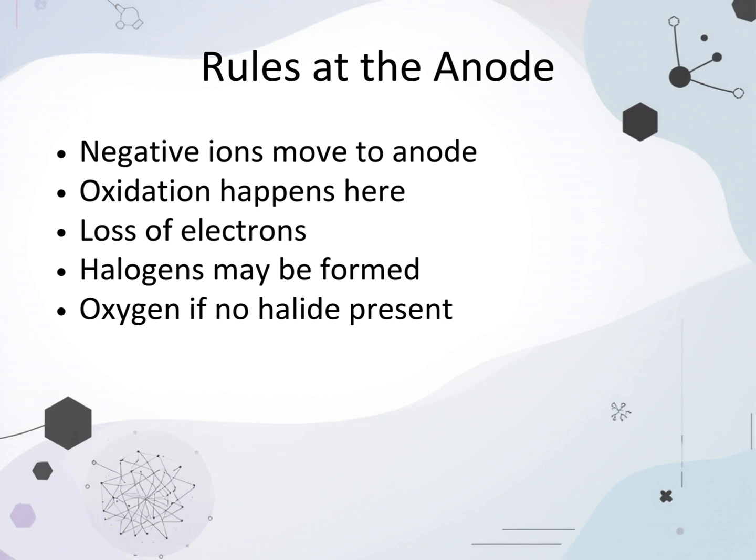Now, if no halide ion is present, oxygen is produced from the hydroxide ion, and that's only with aqueous electrolysis. That's why sodium chloride solution produces chlorine gas. Sodium sulfate solution produces oxygen gas because, guys, sulfate is not a halide ion, so oxygen will be produced. This rule is extremely important for exam questions, so keep that in mind. You can pause the video and write your notes down as well. That can help you, okay?